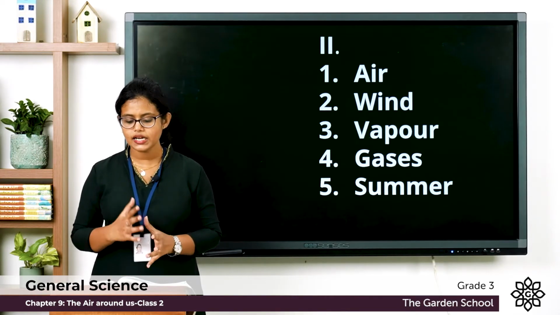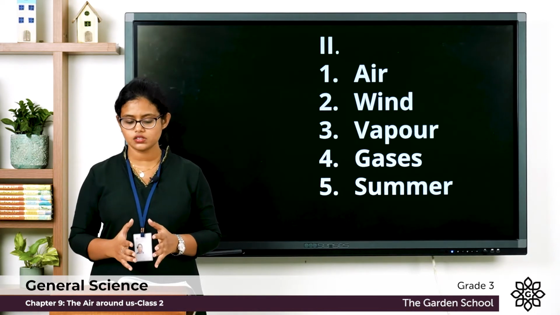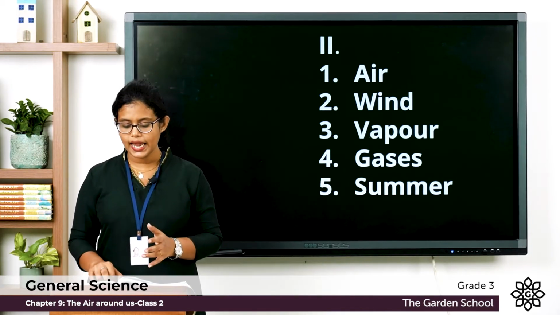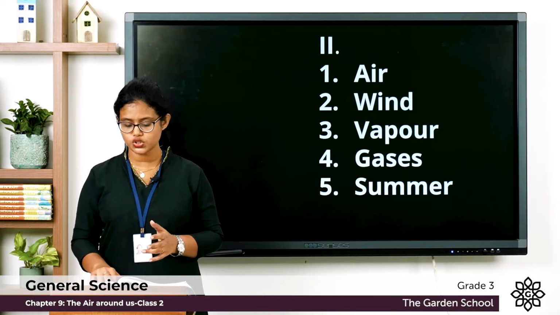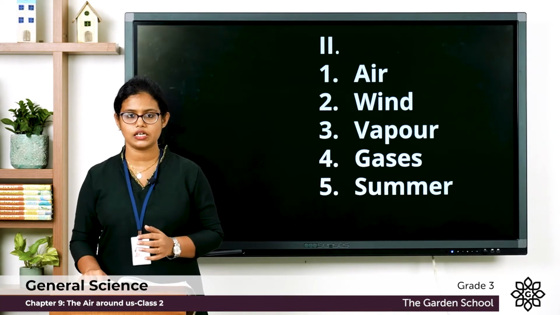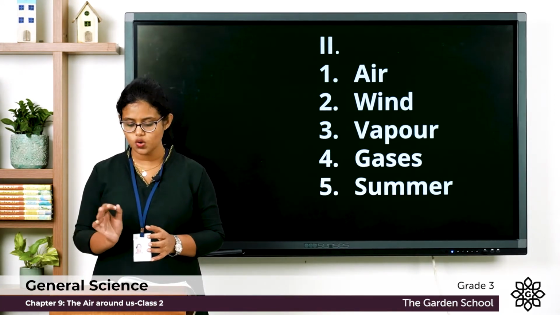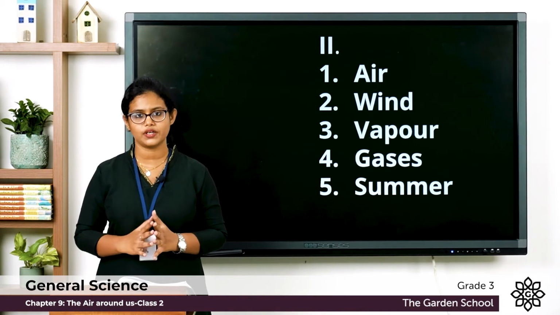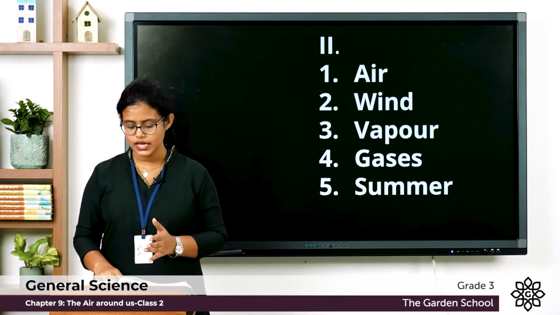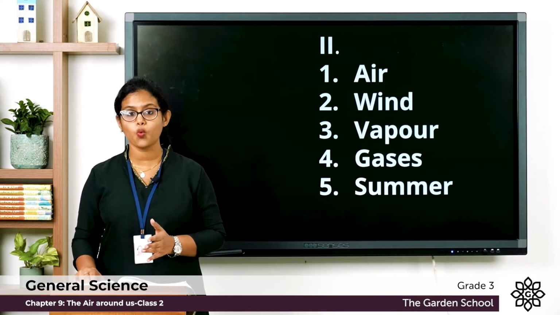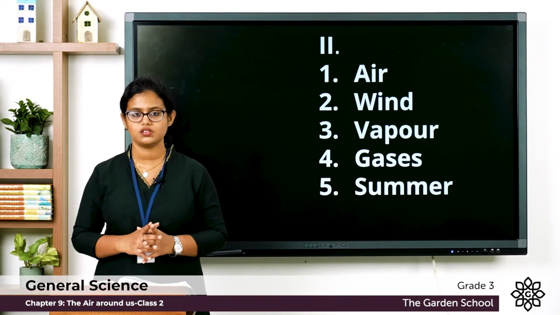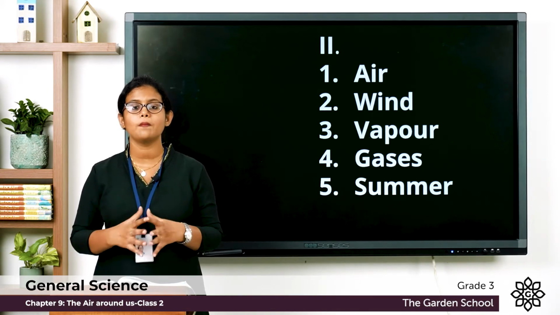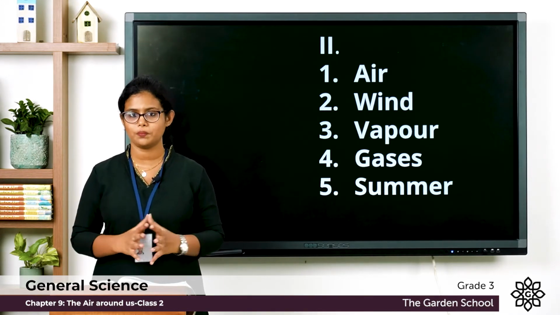Third one, air contains gases, dust and water vapor. Fourth one, air contains dash such as nitrogen, oxygen and carbon dioxide. So all these are gases. So air contains gases such as nitrogen, oxygen and carbon dioxide. See the fifth one. The air around us is warm in the dash season. That is in summer season. So summer season it is very warm. So we feel warm because the air around us is warm.